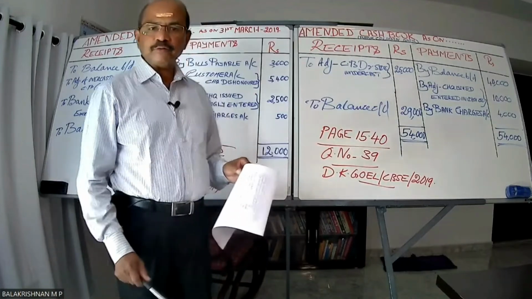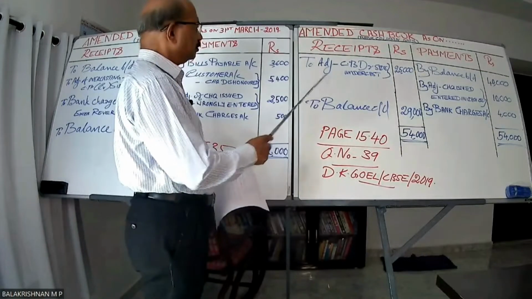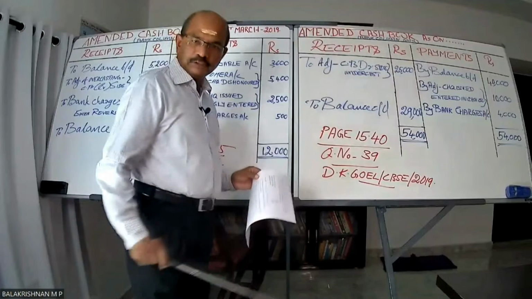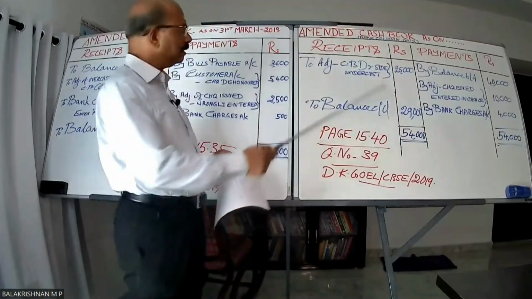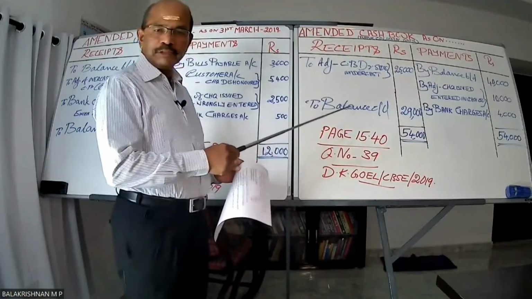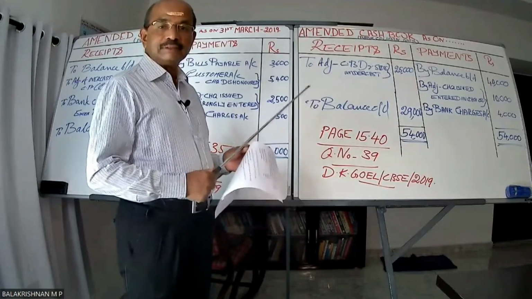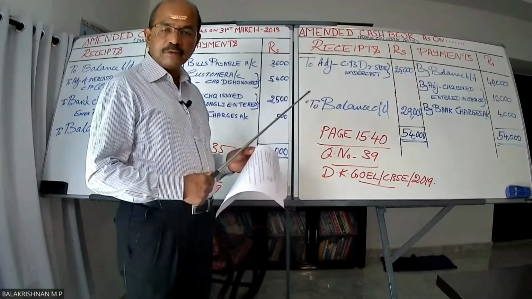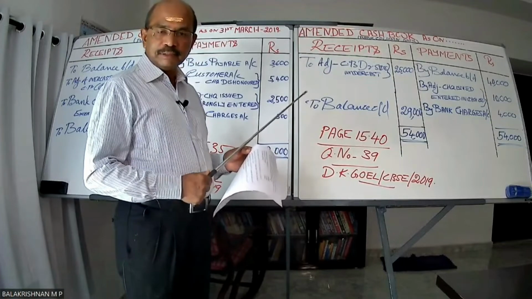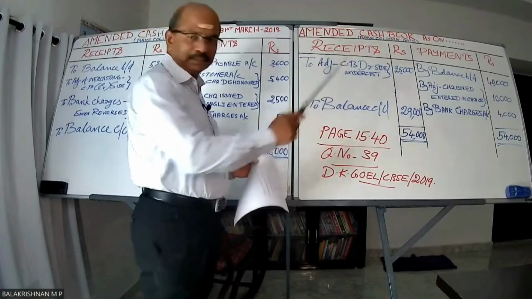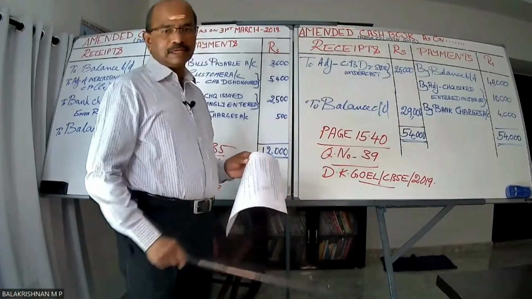So show a further 25,000 as an adjustment: cash book debit side undercast, 25,000. That's all. I'm again telling you that this is not to test your rectification of entry chapter, but to test whether you have understood the mistake and are able to show the proper amount on the proper side. That's all, to amend the cash book.